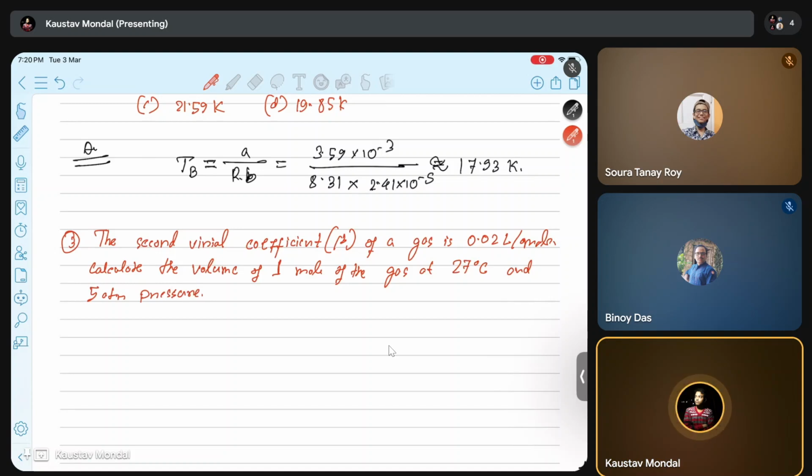The options are: option A is 11.2 liter, option B is 6.78 liter, option C is 5.11 liter, and option D is 5.72 liter.